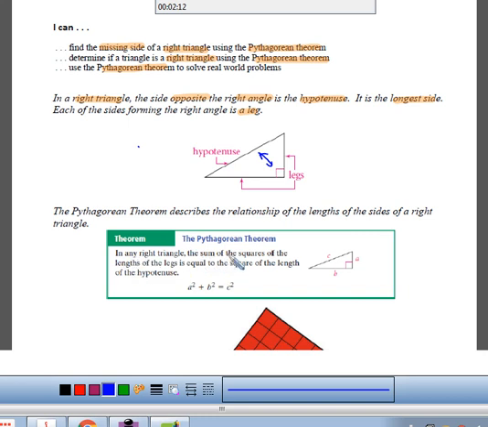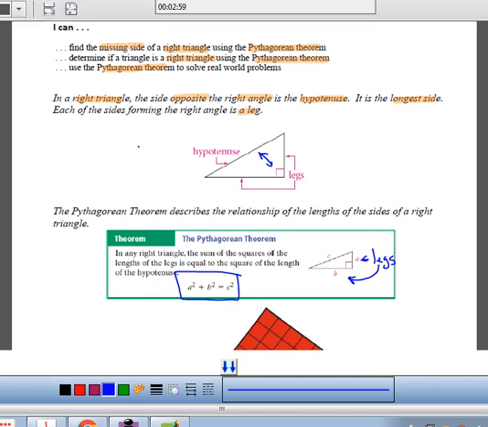In any right triangle, the sum of the squares of the length of the legs is equal to the square of the length of the hypotenuse. Some of you might be saying, well, what does all that mean? If we label the legs A and B, and we label the hypotenuse C, A squared, so A times A, plus B squared, B times B, should equal whatever C is squared. So this is the Pythagorean theorem. Such a powerful equation, formula, if you will.